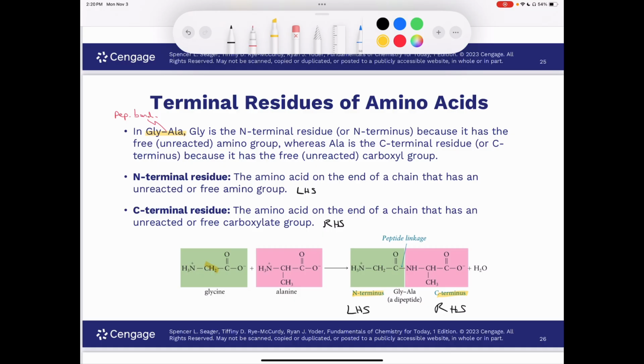Now, we know that this is glycine because we have two hydrogens on our carbon here, and we know this is alanine because our R group is a methyl group, and you can see that we formed a new amide bond here, but we call it a peptide linkage or peptide bond. Why? Because it's an amide bond, but it's between two amino acids, our glycine and our alanine.